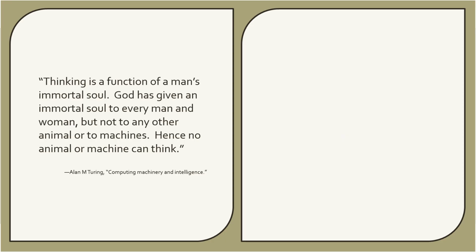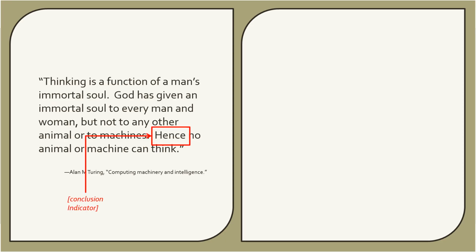Let's take another example. This is from Alan Turing. He argued, although he argues against this ultimately, that thinking is a function of a man's immortal soul. God has given an immortal soul to every man and woman, but not to any other animals or to machines. Hence, no animal or machine can think.